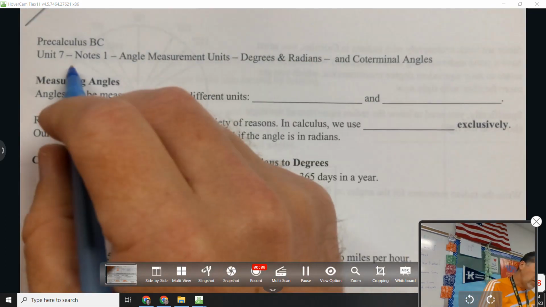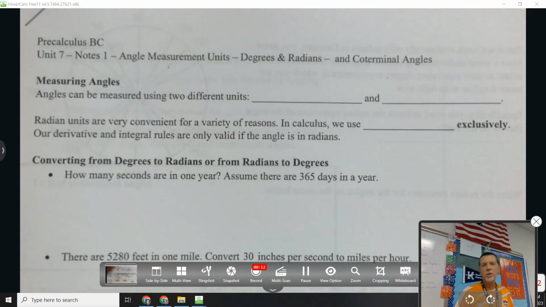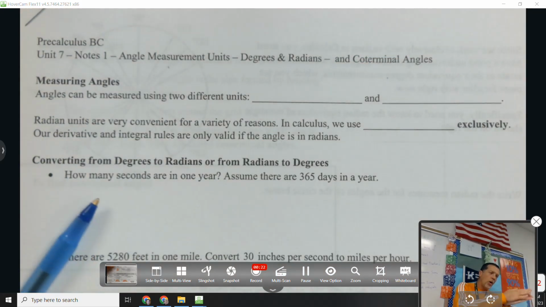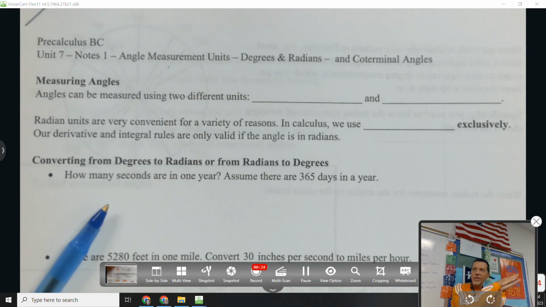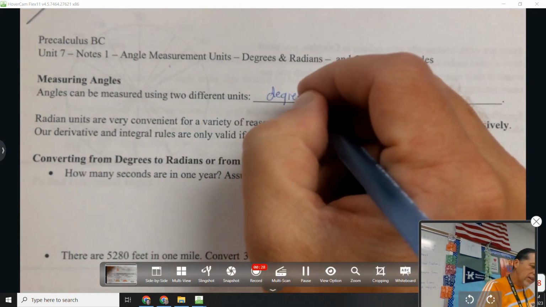Angle measurements. So this particular day is angle measurements and coterminal angles. Angles can be measured using two different units. One of them you're super familiar with. What do you normally measure? An angle is like how wide the opening is. Degrees. Degrees is the one you're pretty familiar with.